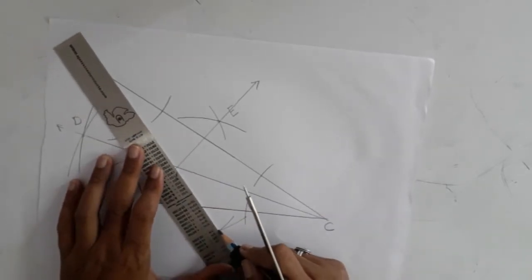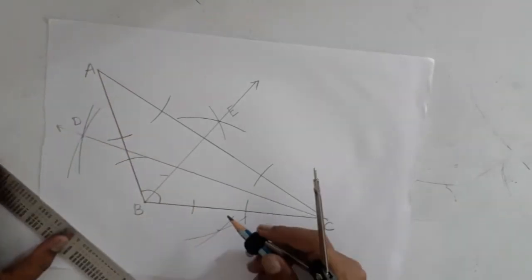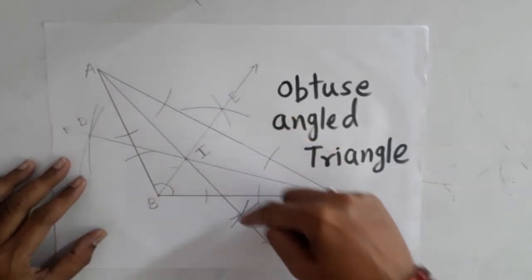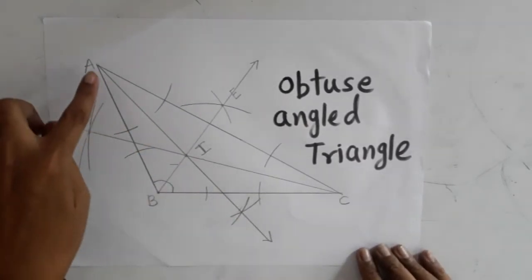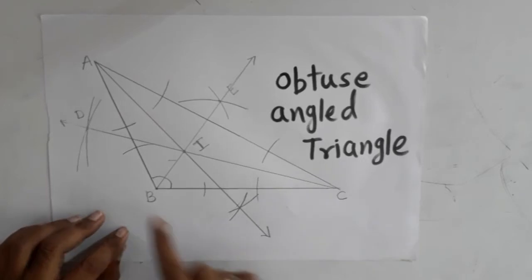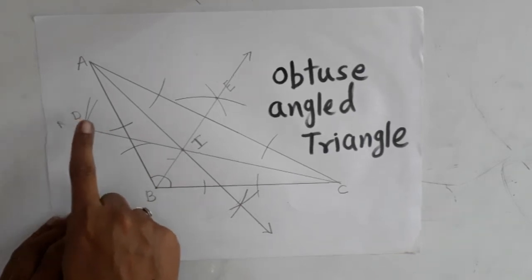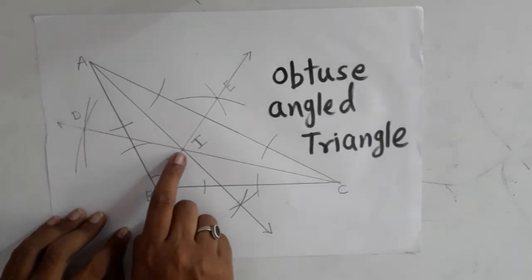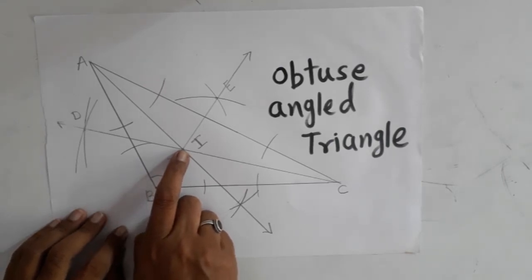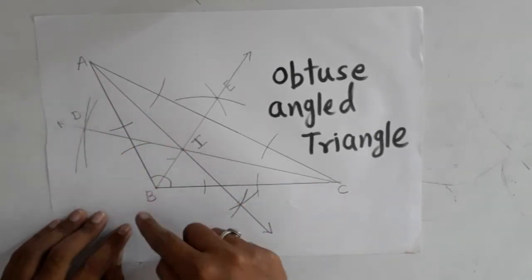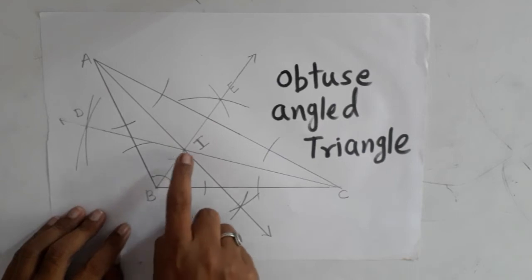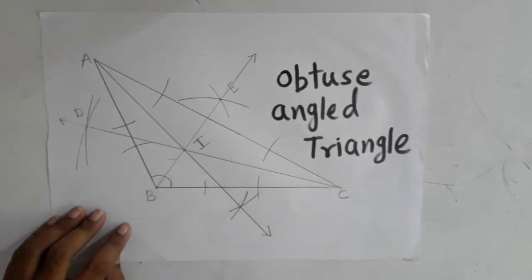See, this is the third angle bisector of this angle A. So all these are the angle bisectors. See, all these angle bisectors pass through the point I, the same point. So that's why we can say that they are concurrent. All these three angle bisectors are concurrent, and this I is called as incenter and point of concurrence also.